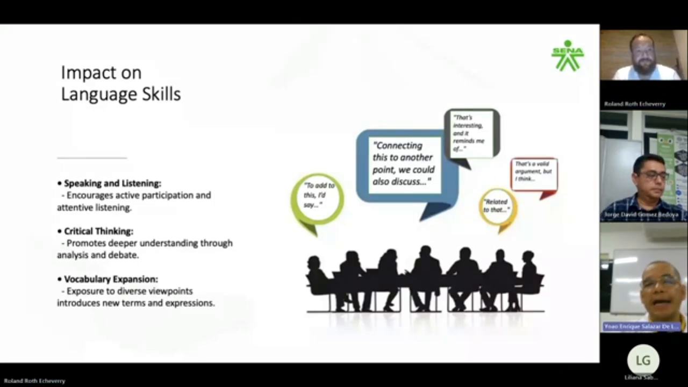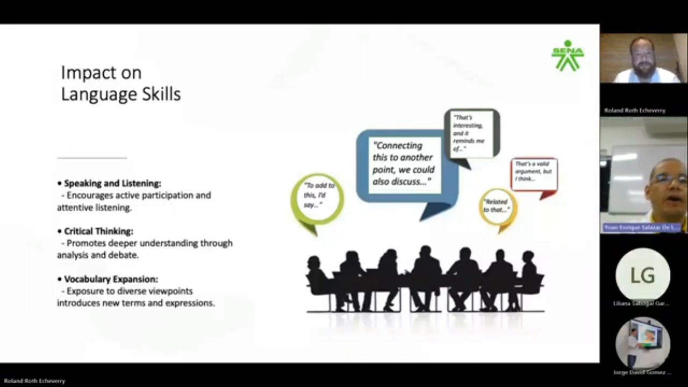Okay, as for the impact on language skills, we can tell that one of the key benefits of this method is that it enhances speaking and listening skills. Since students are encouraged to participate actively in discussions, they have many opportunities to practice speaking in English. At the same time, they develop their listening skills by paying close attention to their peers' contributions. This method also promotes critical thinking, as students are required to analyze different viewpoints, and in response to that, they have to share their own ideas.